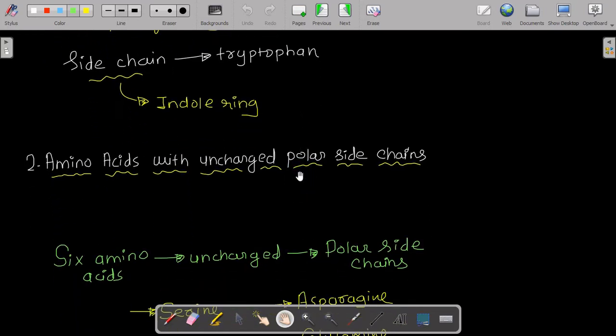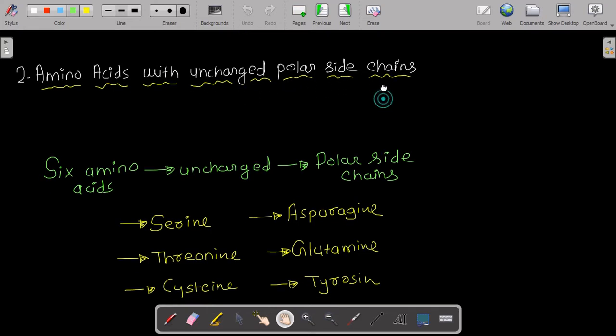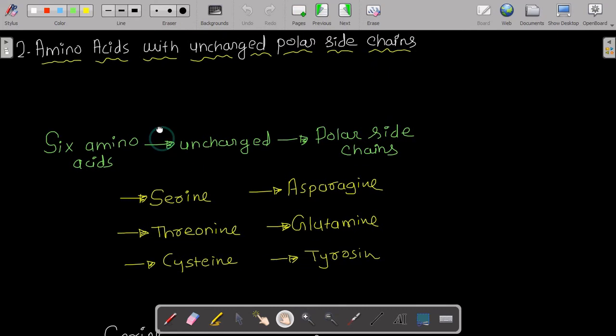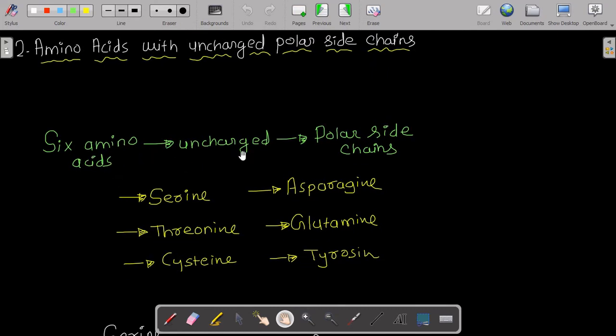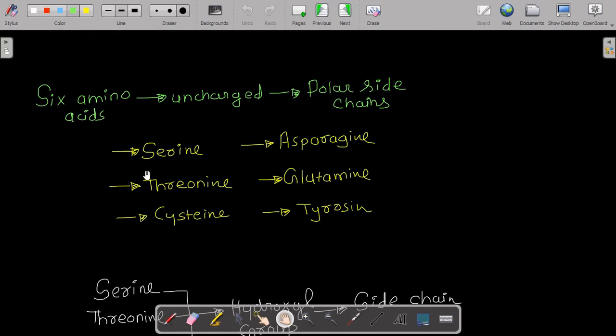Okay, now let's consider the amino acids with uncharged polar side chains. Out of 22 standard amino acids, there are 6 amino acids which have uncharged polar side chains. Their side chains are polar and also uncharged. These 6 amino acids are serine, threonine, cysteine, asparagine, glutamine, and tyrosine. These 6 amino acids have side chains which are polar but uncharged.